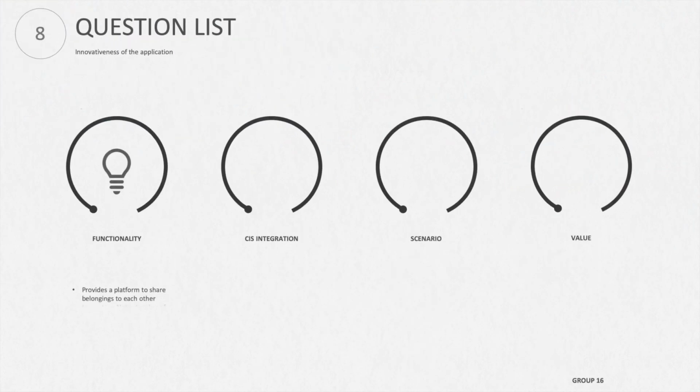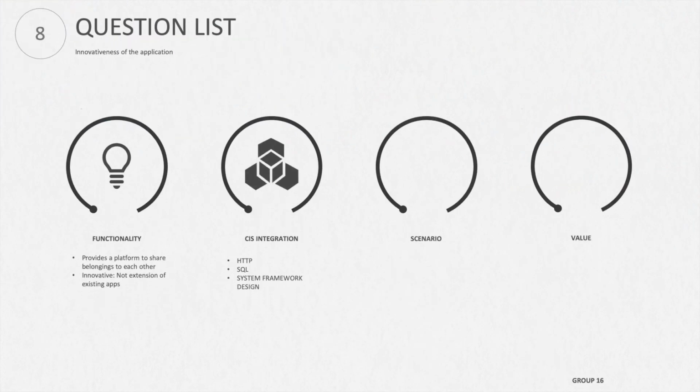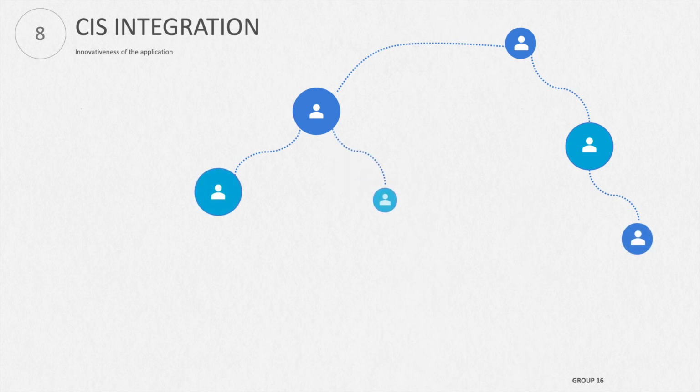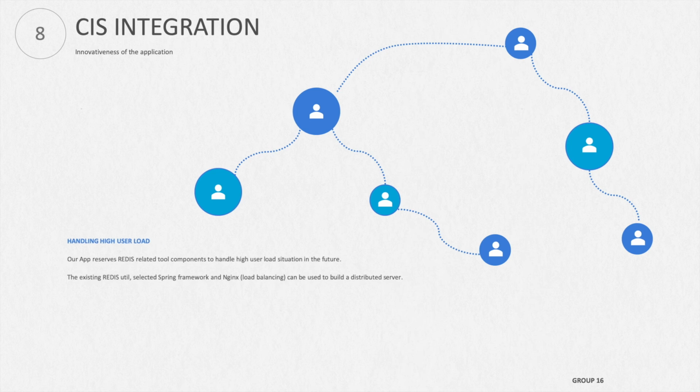Share App provides a platform to share belongings to others, and it is not an extension of existing apps. Our design takes the handling of high user load in mind. Redis-related tool components are implemented to handle high load situation in the future. At the time, the existing Redis utility, Spring Framework, and Nginx load balancing will be put to production for a high-performance distributed server.